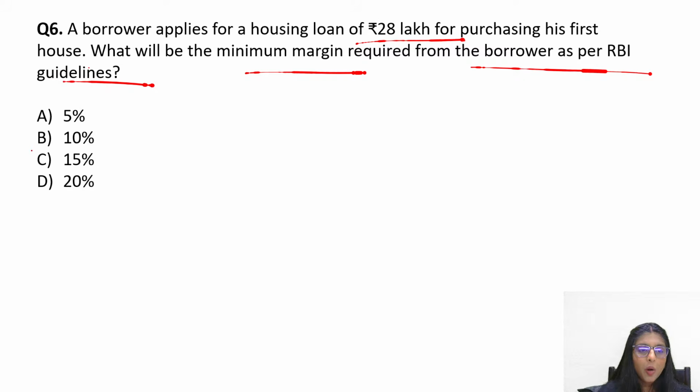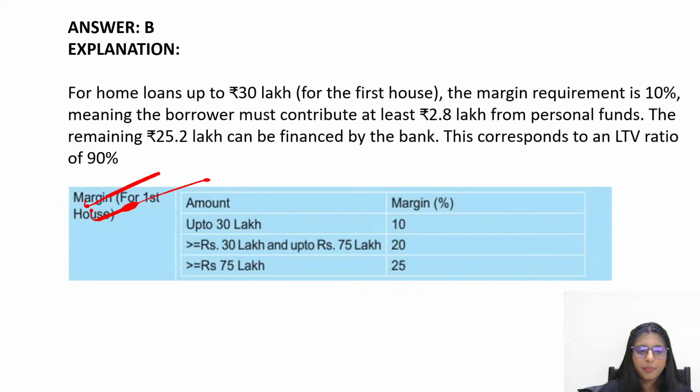Option B is the right answer. Because 20% is for 30 lakh and above till 75 lakhs, and 25% is for above 75 lakhs. Okay, margin for first house, it's quite important.